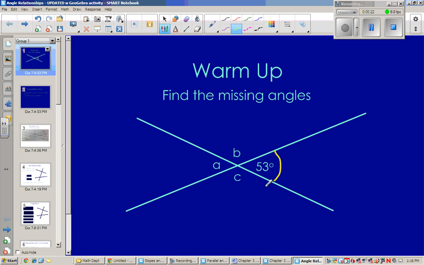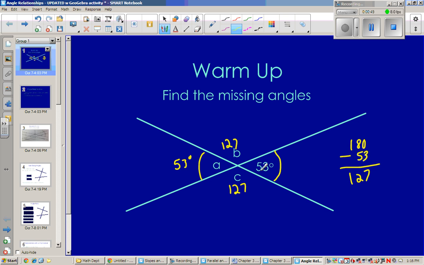If I know that this angle over here is 53, then this angle over here is going to be 53 as well because those are vertical angles. Now, if I want to find B and C, halfway around is 180. So if I take 180 minus 53, I'll get 127, and that's what B will be. And since those are vertical angles, so will C.